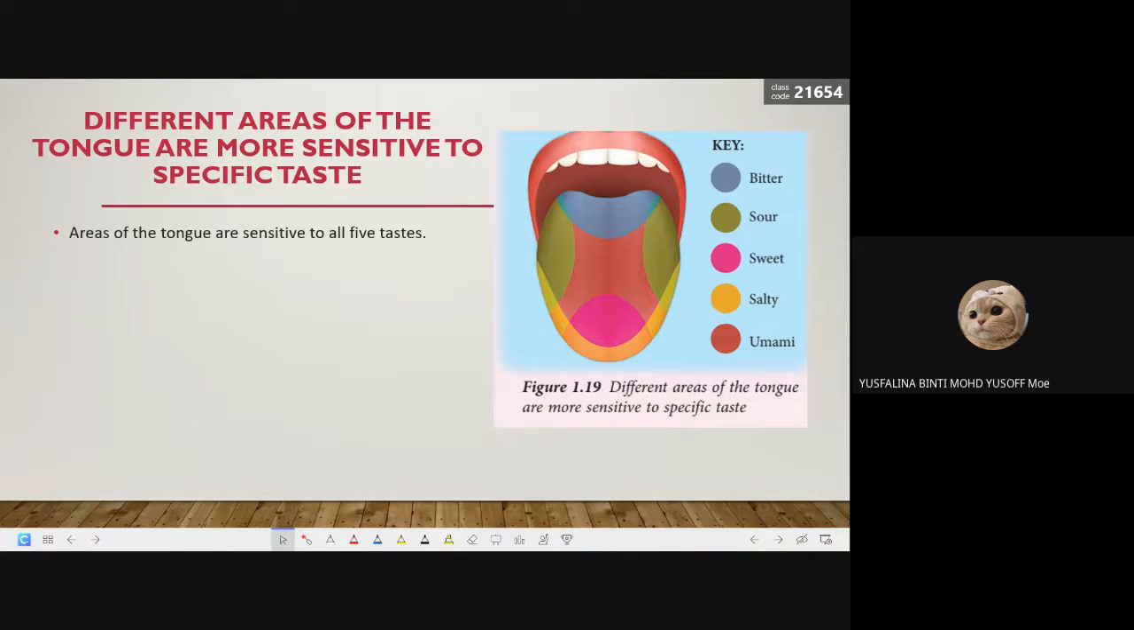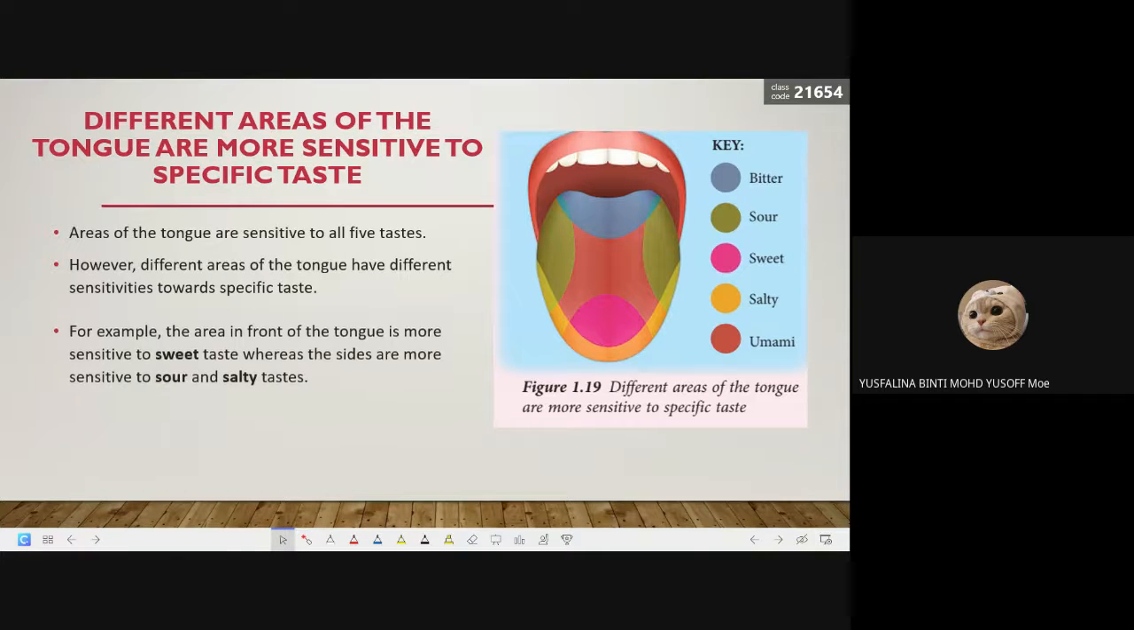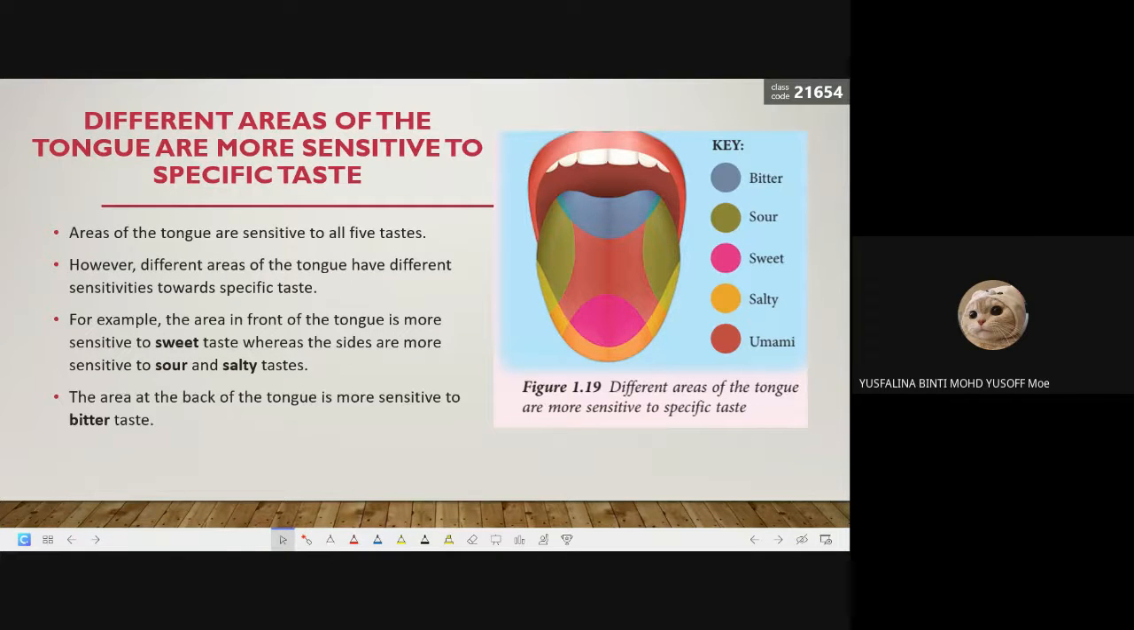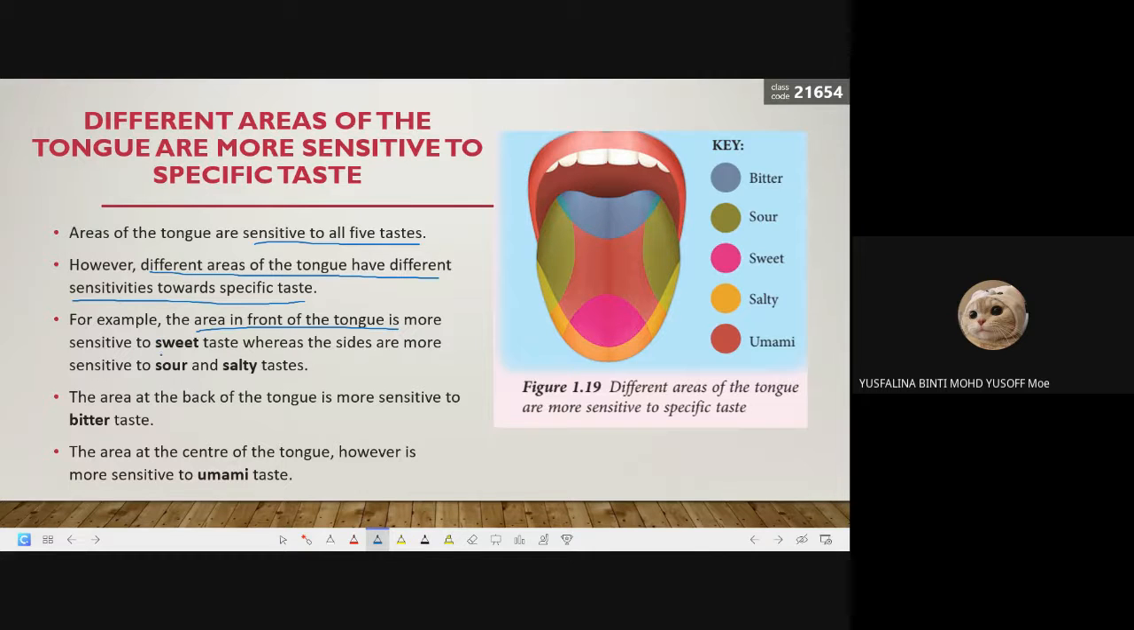So this is the different parts. Already they give you the parts of the tongue that are more sensitive to specific tastes. All areas of the tongue are sensitive to all 5 tastes. However, different areas of the tongue have different sensitivity towards specific tastes. For example, the area in front is more sensitive to sweet taste, whereas the sides are more sensitive to sour and salty taste.